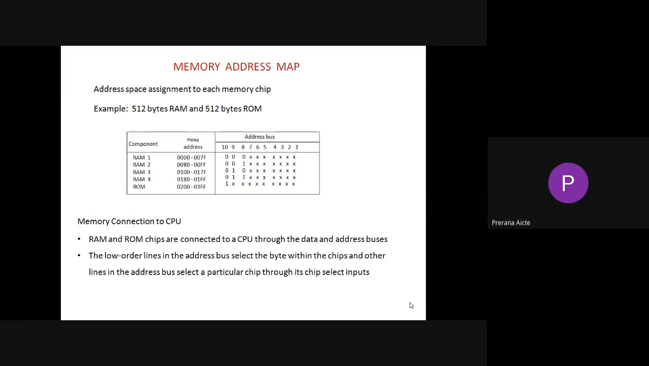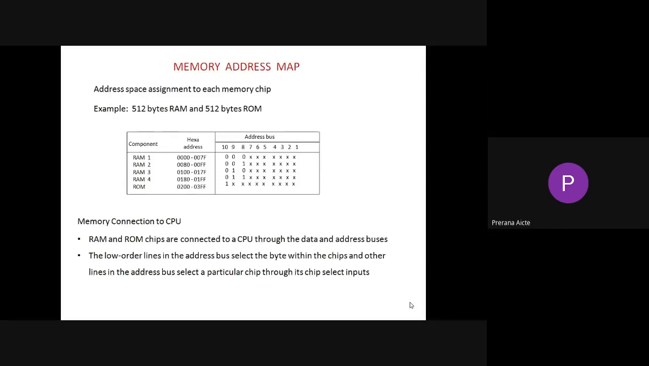The table shows the first hexadecimal digit represents lines 13 to 16 and is always 0. The next hexadecimal digit represents lines 9 to 12, but lines 11 and 12 are always 0. Next, these x represent a binary number that can range from all zeros to all ones. Okay, this is address mapping.